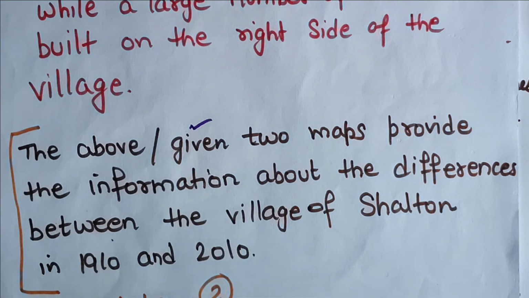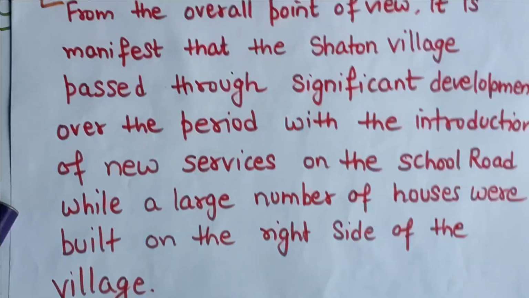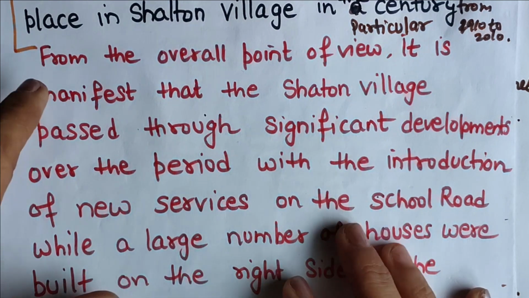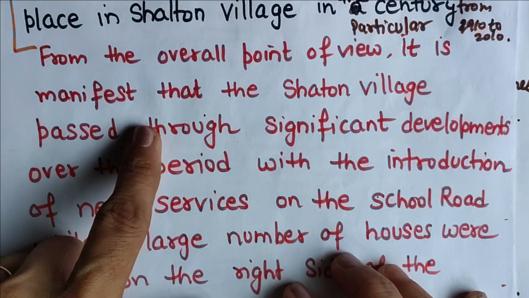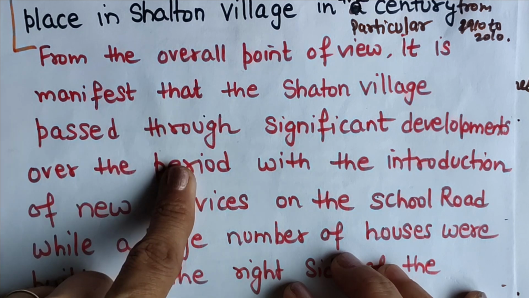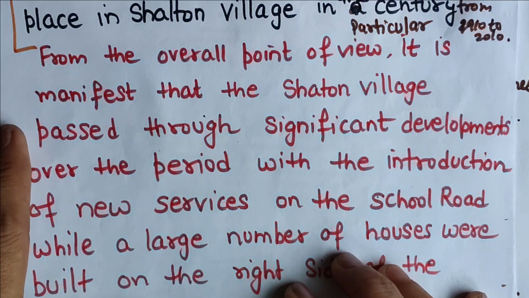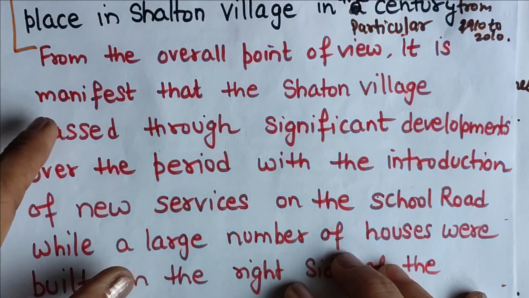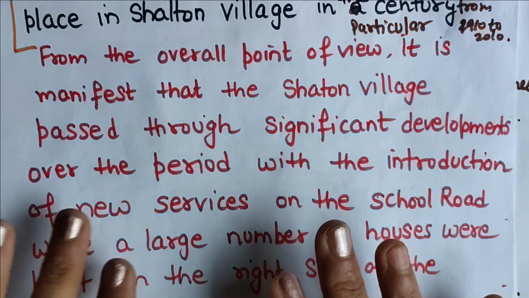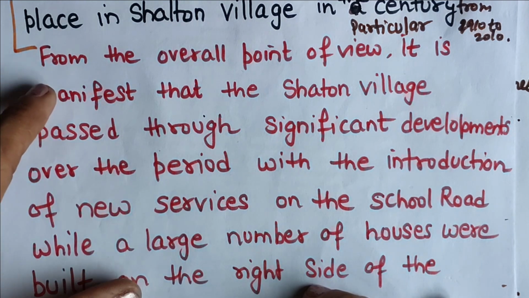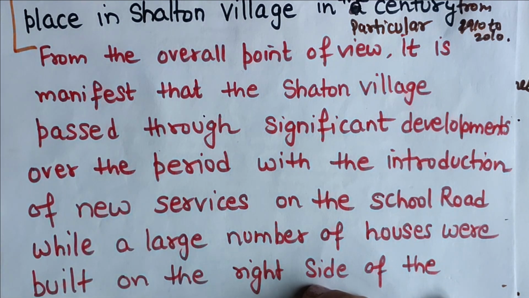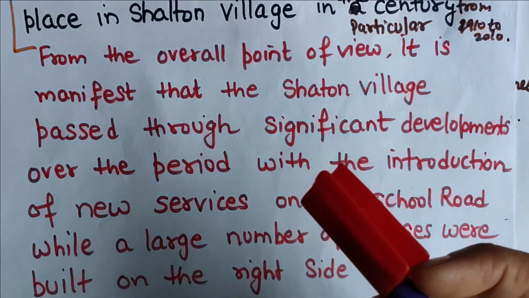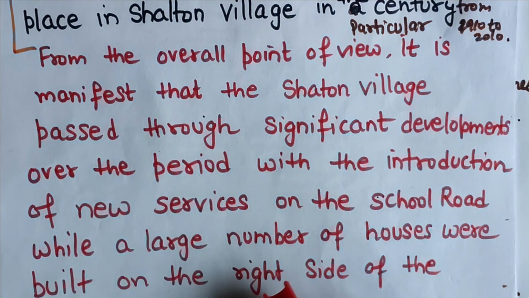Now coming to the second body paragraph, that is the overall paragraph. Students are often confused whether we should write it as the second paragraph or at the end. It all depends. You can write it at the end also, or you can write it second, after the introduction. Nowadays it is placed second. Overall means you have to write the overview of the map, the diagram.